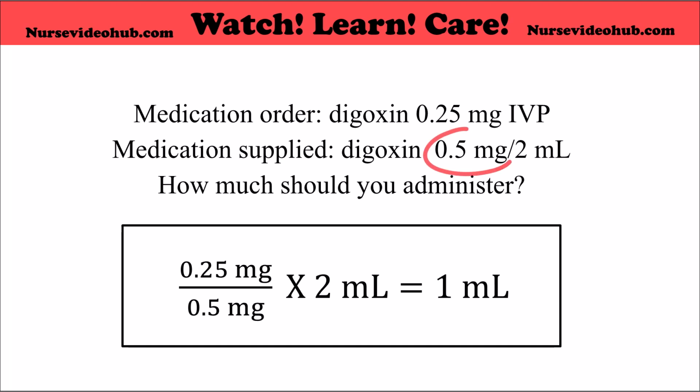Identify the dose you have available, digoxin 0.5 milligrams. Place that number in the formula where it says have. The desired dose, the amount ordered, is 0.25 milligrams. Place that value in the top part of the formula. Now solve. 0.25 divided by 0.5 equals 0.5. Multiply by the quantity. 0.5 times 2 equals 1 milliliter. You would administer 1 milliliter of digoxin.